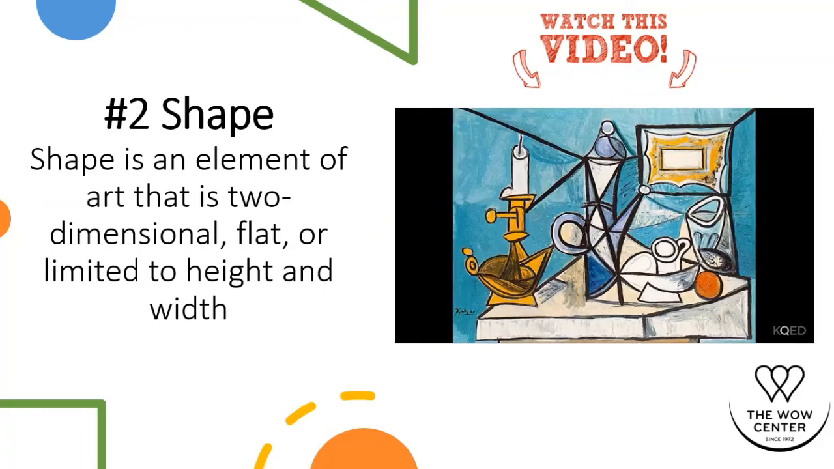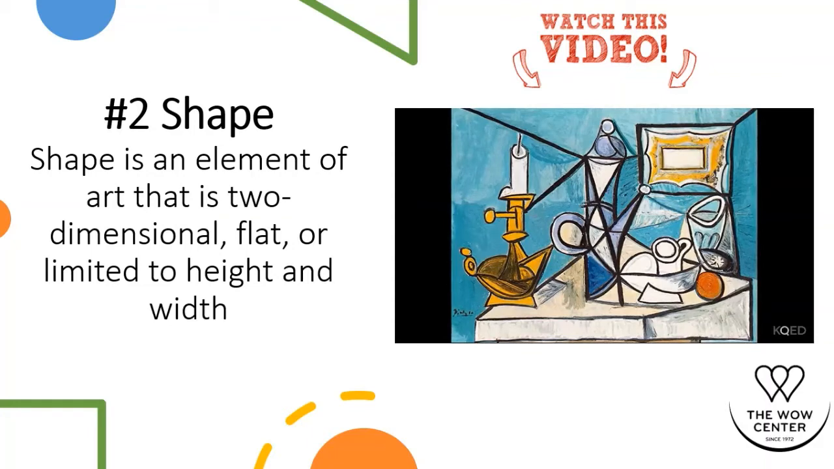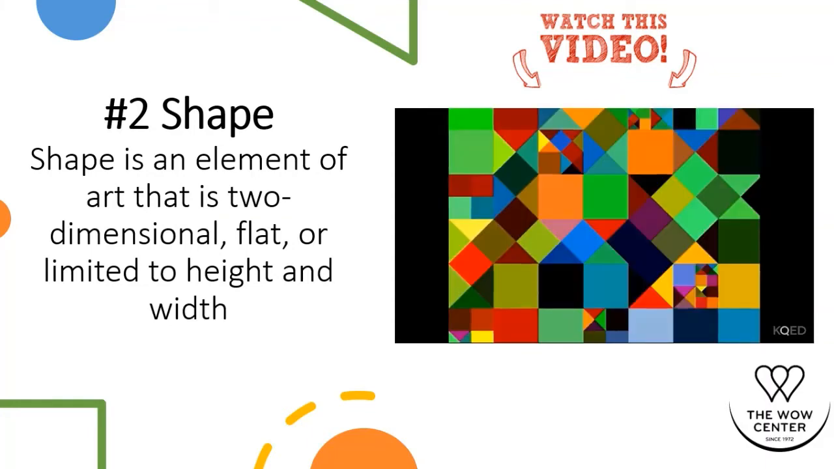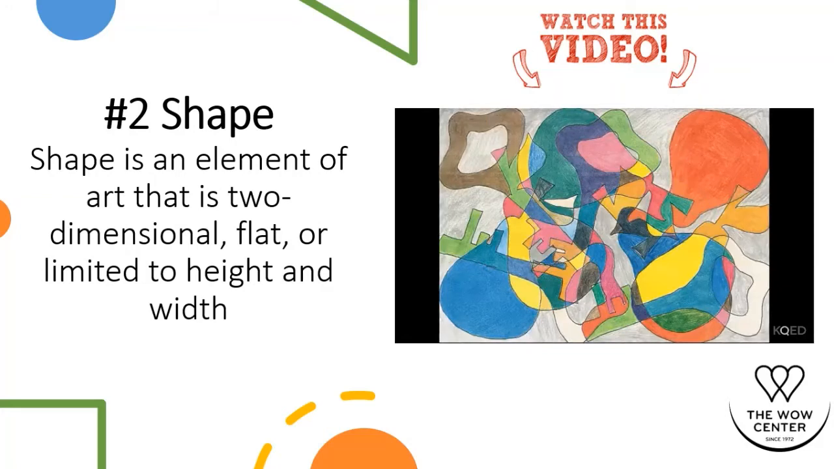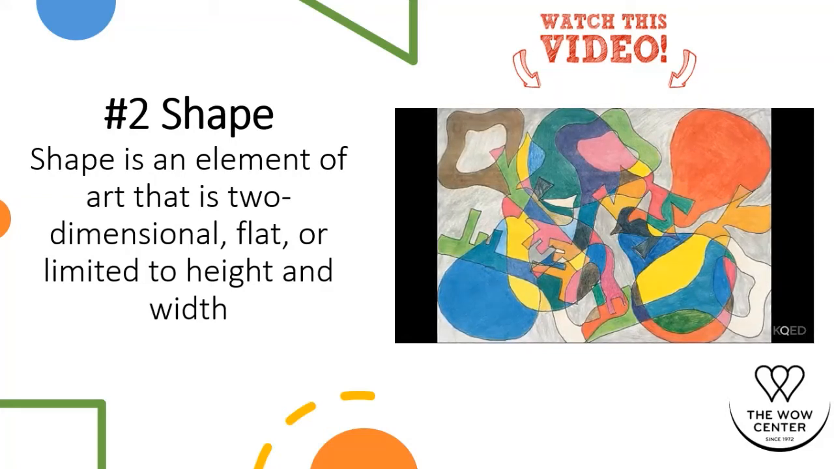There is an infinite number of shapes, but all fall into one of 2 categories: geometric, or organic. Geometric shapes are commonly recognized such as squares, hexagons, rectangles, and circles. Organic shapes are free-form and often one of a kind.